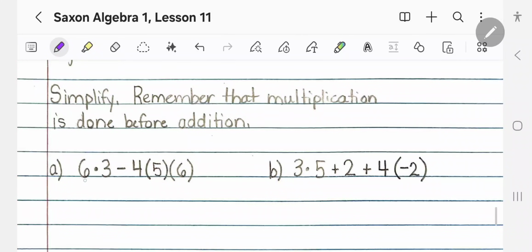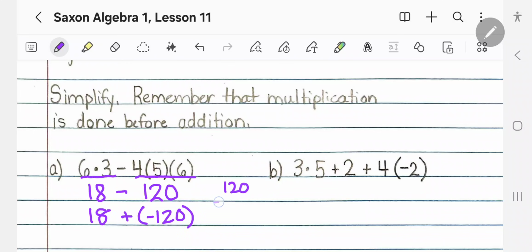We're going to multiply first, and then we're going to go over here, and we see there's also some more multiplications right here. So 6 times 3 is 18, and then we're going to subtract. 4 times 5 is 20, and 20 times 6 is 120. Now we have a subtraction. So we're going to subtract these two from each other, or I can think of this as adding the opposite, or 18 plus a negative 120.